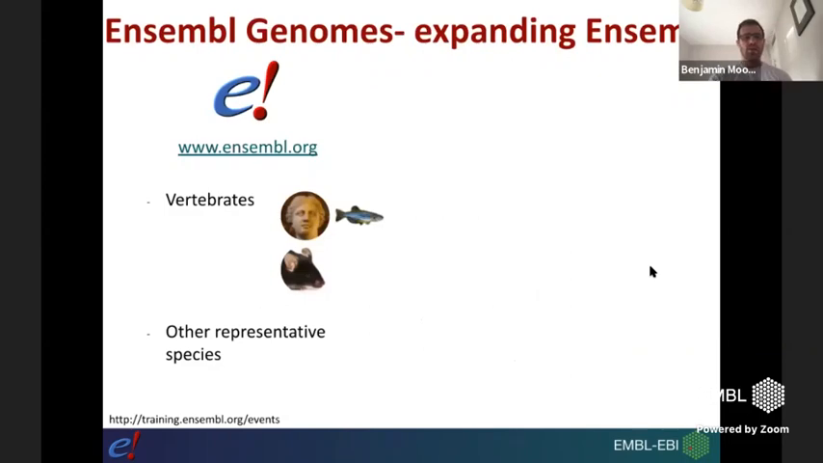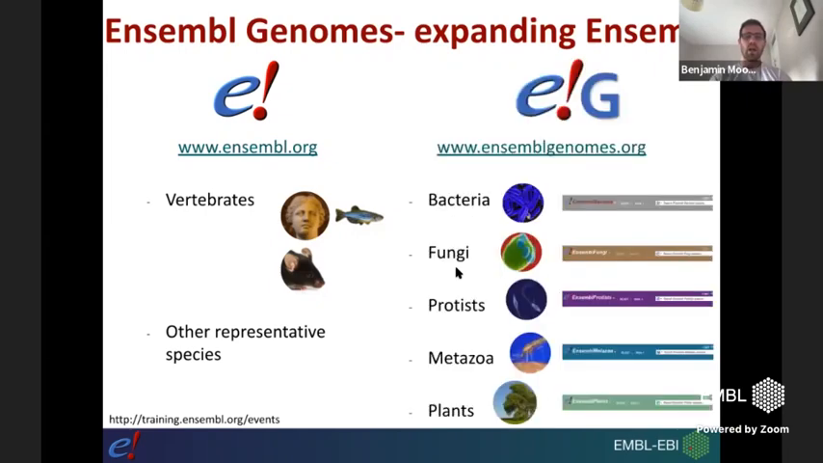You can access all of the data for the vertebrates through our main Ensembl website, that's www.ensembl.org. So we've got the vertebrates and important model organisms there. And then we also have a sister project called Ensembl Genomes. If you're studying a non-vertebrate species, we have a page for bacteria, for fungi, for protists, for non-vertebrate metazoans, and for plants as well.